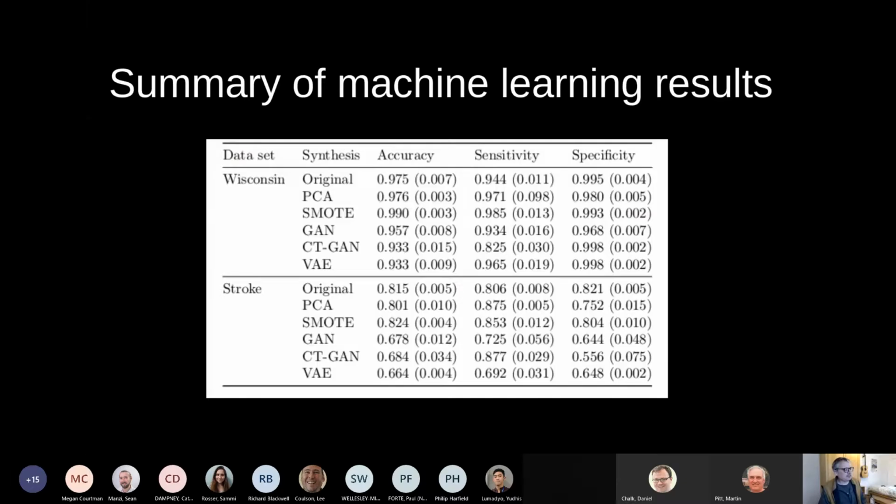Summary of our machine learning results with our Wisconsin data set. This is the continuous data set. They all perform pretty well, though PCA and SMOTE are best. So they all work well on that reasonably simple continuous variable data. On our one that's chock full of categorical variables, PCA and SMOTE were better. At the moment, GAN is not quite so good.